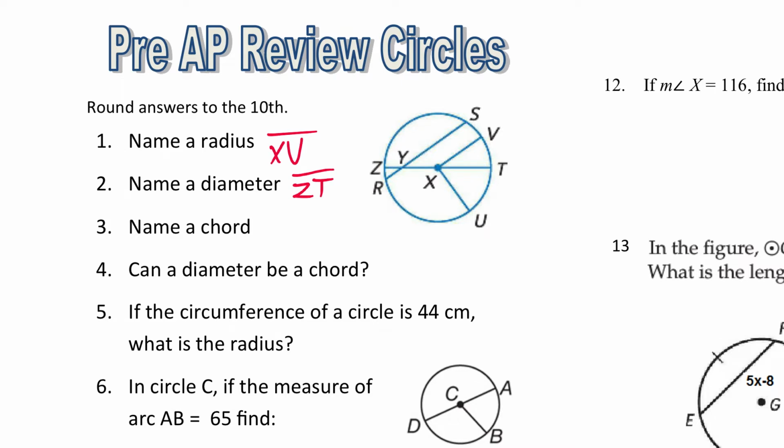Okay, name one that's just a chord. Okay, RS is just a chord. Is ZT a chord? So it is a chord, but it's also a diameter. So can a diameter be a chord? Yes, and actually the answer is not just yes, the answer is always. A diameter is always a chord.